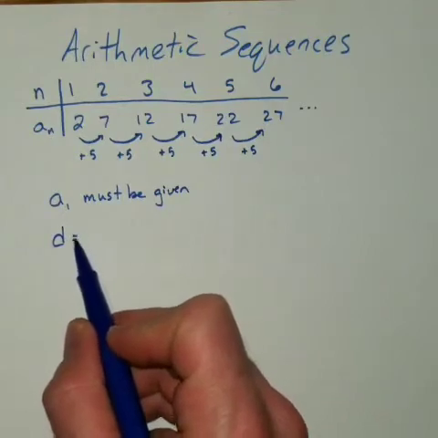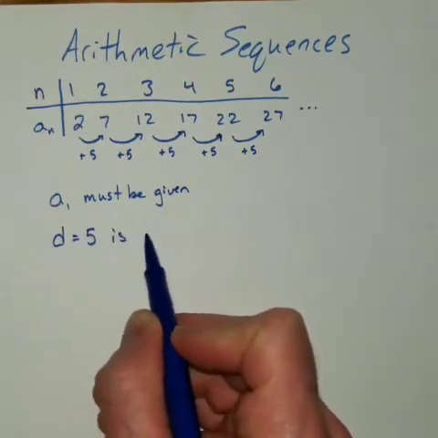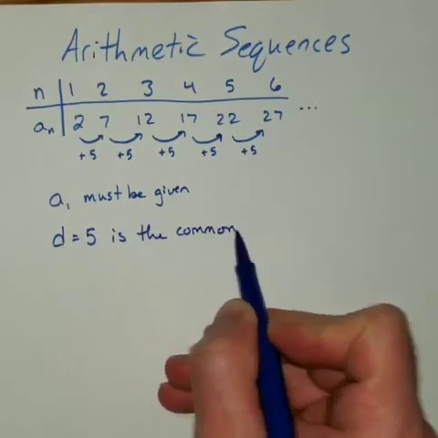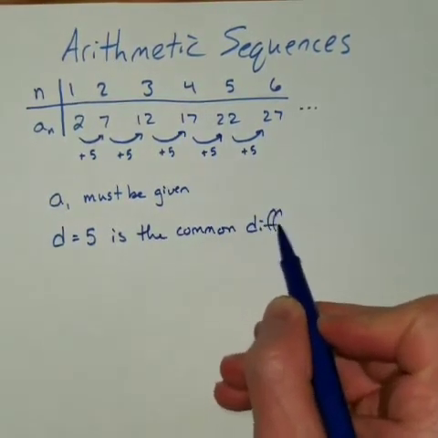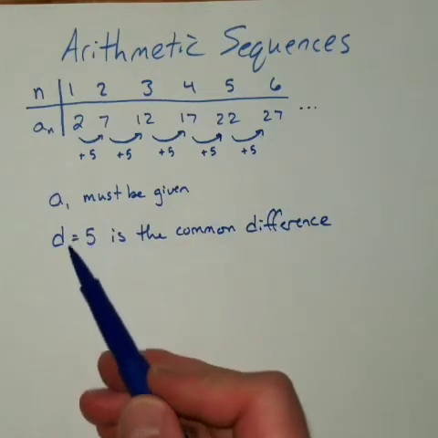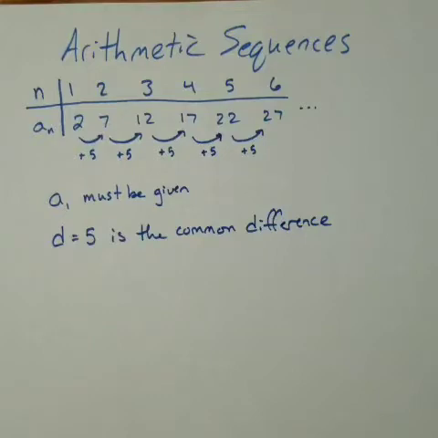Okay, so d equals 5 is the common difference. Alright, that also must be given. I mean, it could be found, but those are the two key parts of an arithmetic sequence: an initial term and a common difference.